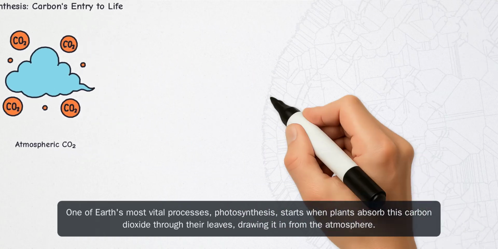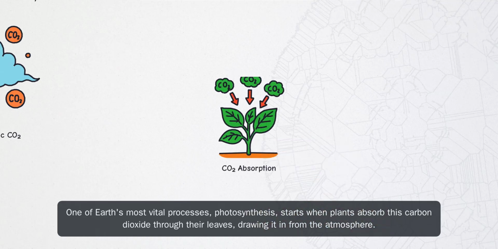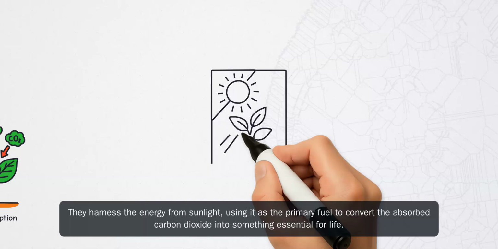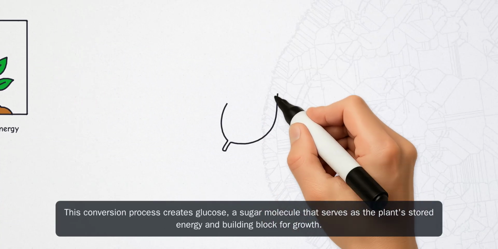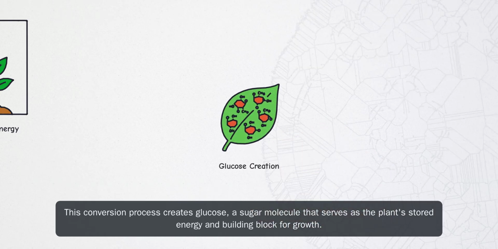One of Earth's most vital processes, photosynthesis, starts when plants absorb this carbon dioxide through their leaves, drawing it in from the atmosphere. They harness the energy from sunlight, using it as the primary fuel to convert the absorbed carbon dioxide into something essential for life. This conversion process creates glucose, a sugar molecule that serves as the plant's stored energy and building block for growth.